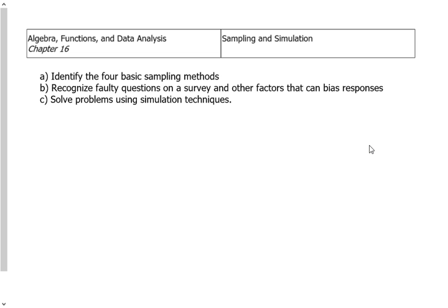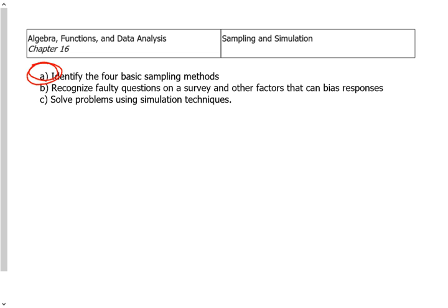So you see we're going to do three things here. And actually, this will probably be all one video because each of these objectives, A, B, and C, all directly relate to each other. In A, we're going to look at the 4 basic sampling techniques. So we have 4 different ways, and actually we're going to add a 5th in there. We'll use those, and then in B, we're going to identify faulty questions, and in C, we're going to do some basic sampling. So let's go ahead and get right to it.